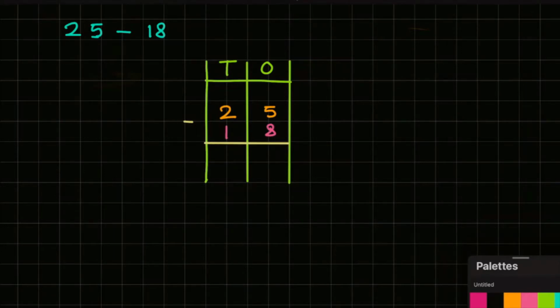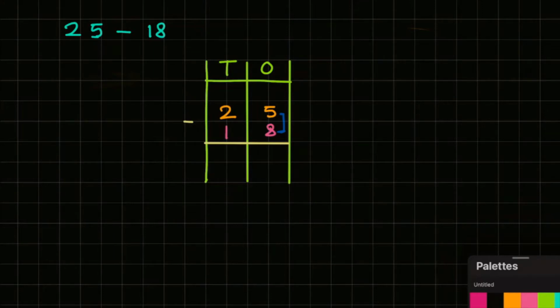We always start from ones column, so let's take a look at the ones column first. If you see here, we have to take away 8 from 5. So the problem over here is we cannot take the higher number away from the lower number. To give you an example, if you have 5 candies, you cannot give away 8 candies because you don't have 8 candies in the first place.